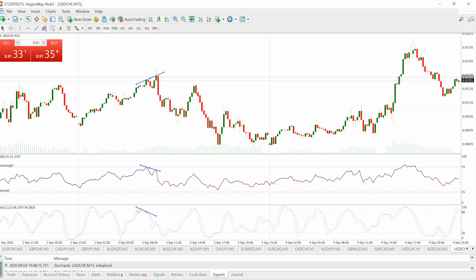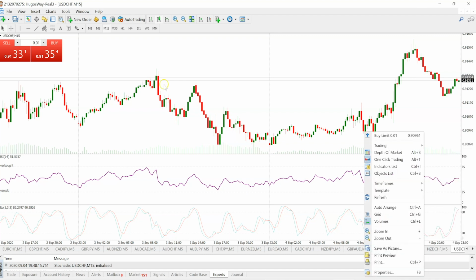So again, I like to use the RSI because the RSI is a little bit cleaner. It's easier to see for me on the RSI, but you can use the stochastic as well. You're going to have other opportunities that you see on the stochastic that you may not see on the RSI, and vice versa. So if you want to use multiple indicators, then you can use multiple and just look for the divergences that way. Okay, so that's looking at it on the M15.